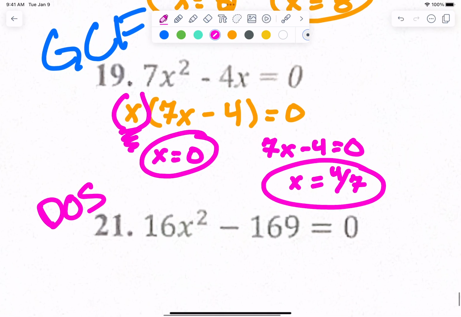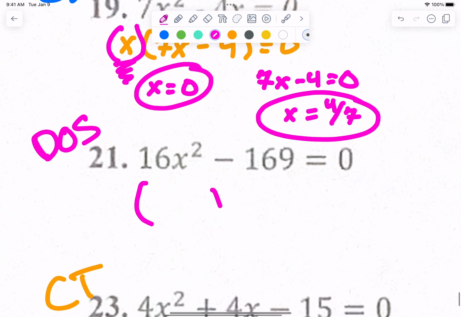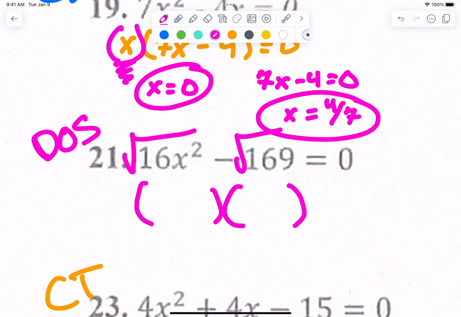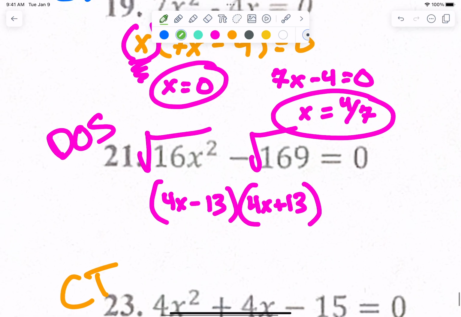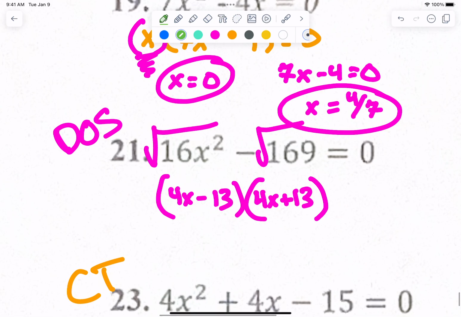So these ones. 21. Difference of squares, taking the square roots. What's the square root of 16x squared? 4x. And the square root of 169 is 13, and one of them is negative and one of them is positive. If I set them equal to 0, 4x minus 13 equals 0, I add the 13 and divide by 4.